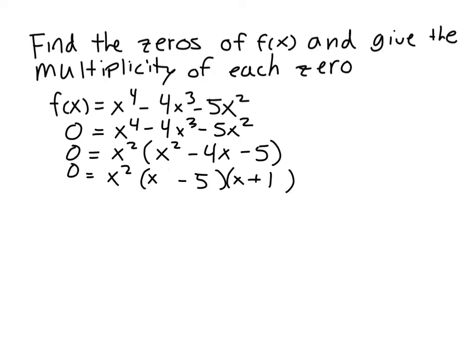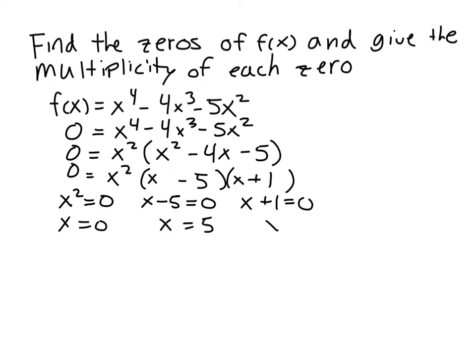I'm trying to find the x's for which the right-hand side will equal 0. So if x squared equals 0, the whole right-hand side will equal 0. If x minus 5 equals 0, the whole right-hand side will equal 0. Or if x plus 1 equals 0. So let's solve each of these. If I take the square root, I just get 0 there. x equals 5, add 5 to both sides, and x equals -1. Okay, these are my zeros.